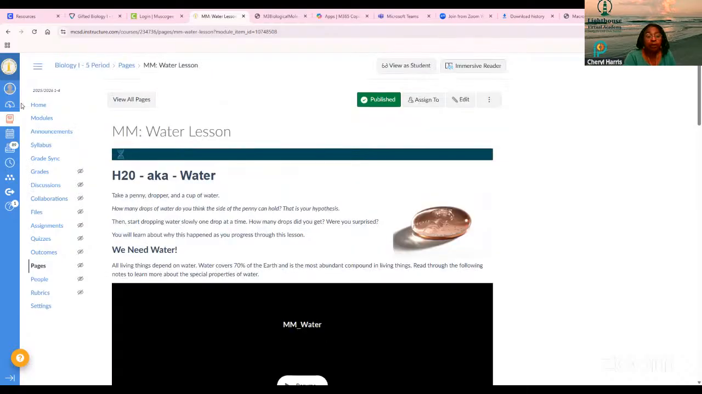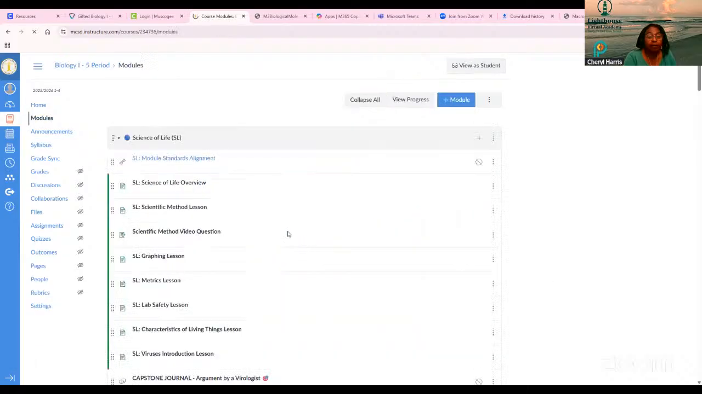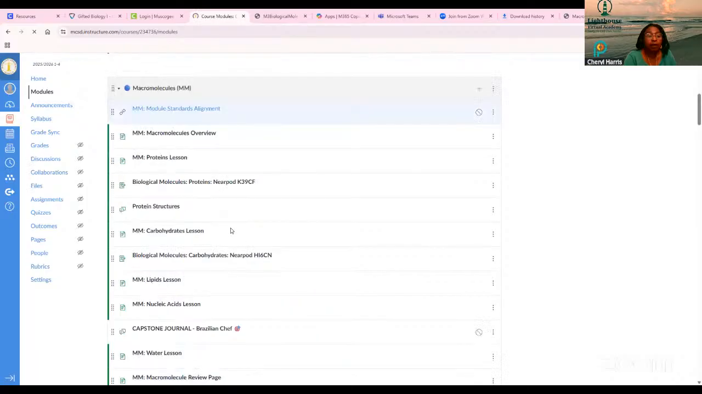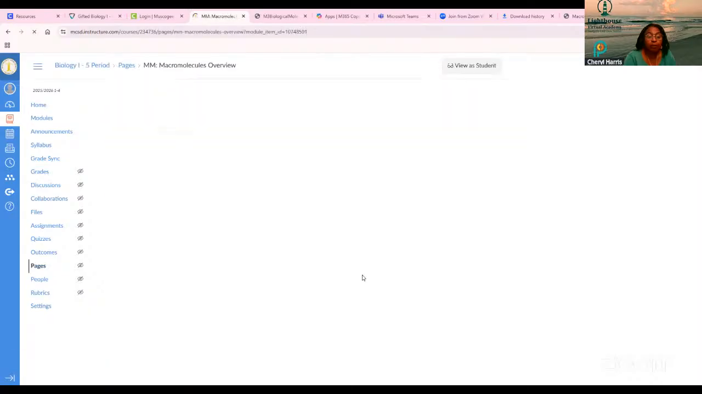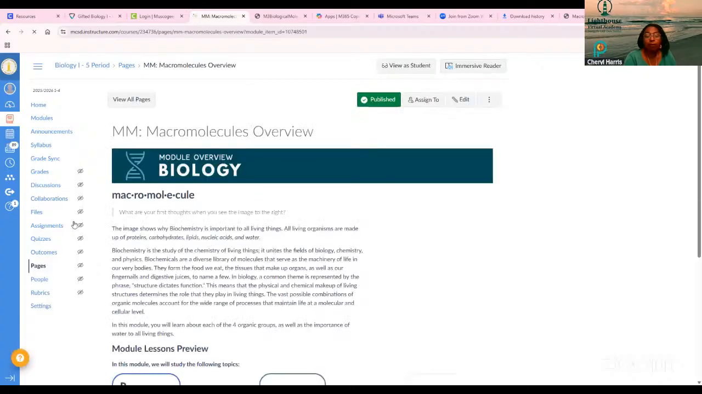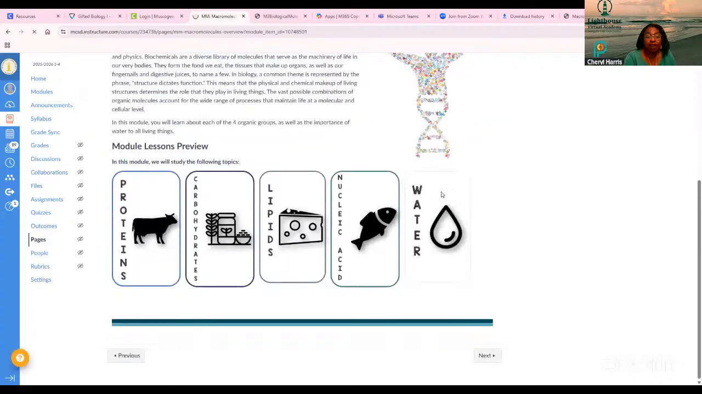But again, vocabulary, macromolecules overview. All right, so see, they have 5 here where they have water. The reason water is, again, not boxed off like the rest is because the first 4 are organic. All other.